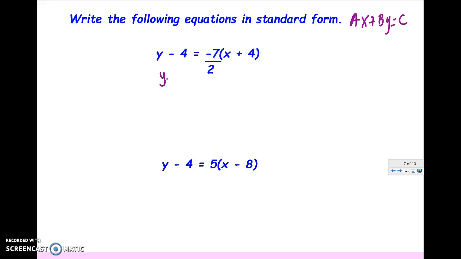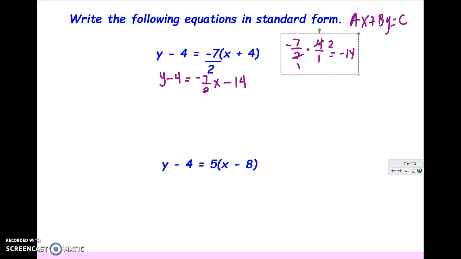So I'm going to distribute: y minus 4 equals -7 over 2x minus, if I multiply -7 over 2 times 4 over 1, these will cancel, and I end up with -14. So it's going to equal -14. I mean, we're subtracting 14. Okay, so now we have to get the x and the y together, but I have a fraction. So I could move over the x first, bring all the numbers together. So we could do that. So let's bring over the x, so it's on this side.